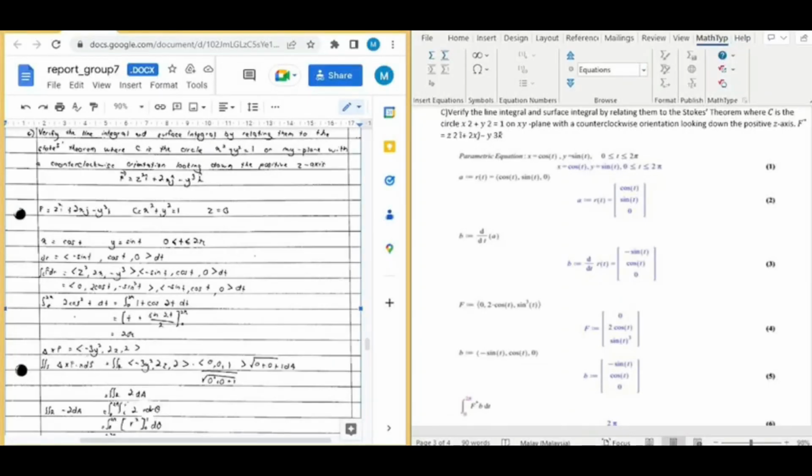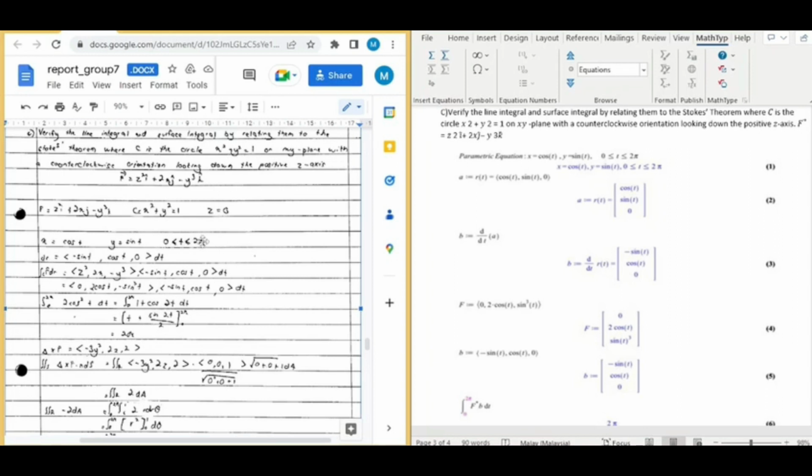For part C, verify the line integral and surface integral by relating them through Stokes' theorem, where C is the circle x squared plus y squared equal to 1 on the xy plane with a counterclockwise orientation looking down the positive z axis. f equal to z squared i plus 2x j minus y cubed k. So the value of x is cos t, the value of y is sin t, and t is between 0 and 2 pi.